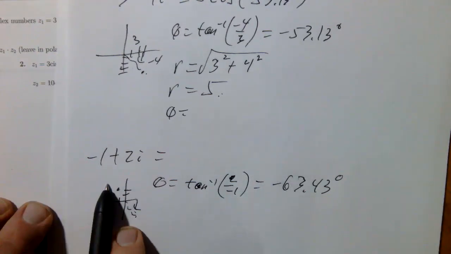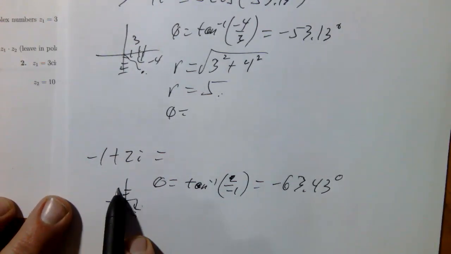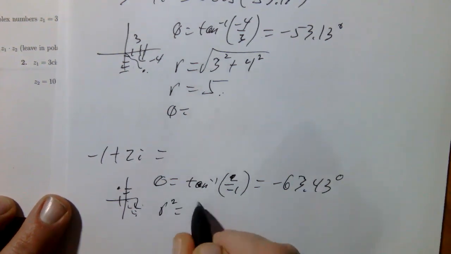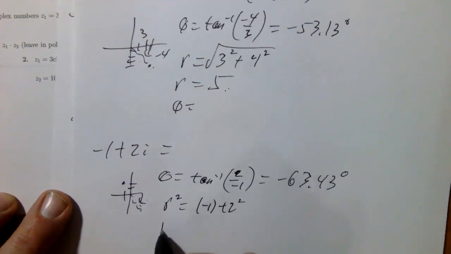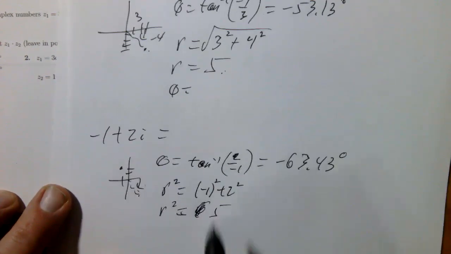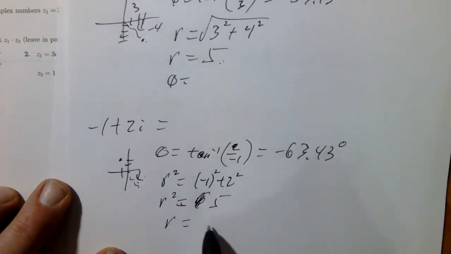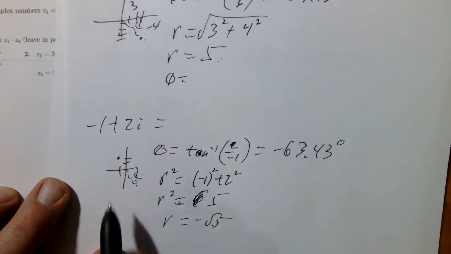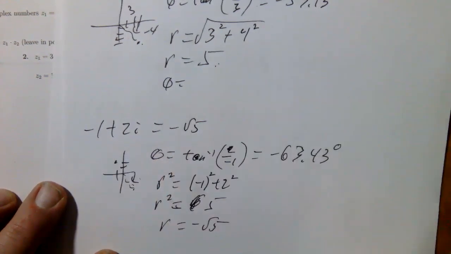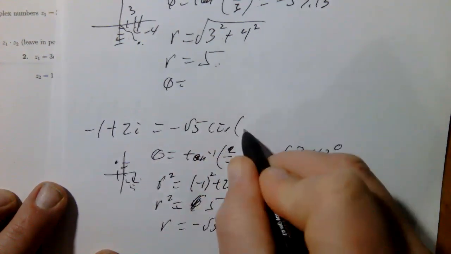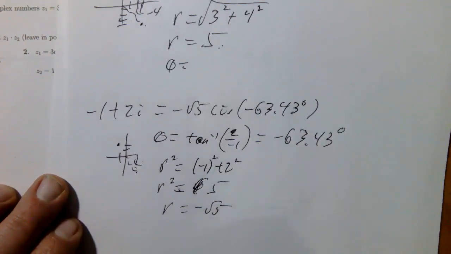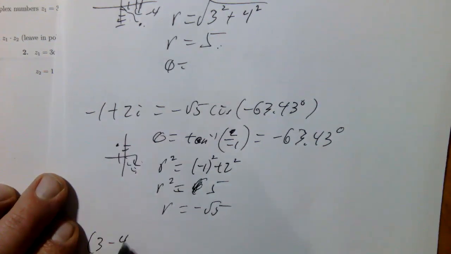You would just have to walk backwards. So you either add 180 to face it, or you could use the negative version of r. So you could think of r squared as negative 1 squared plus 2 squared, so r squared would be 1 plus 4, which is 5. So you could use negative square root of 5 for r. That way, you can leave this angle and just walk backwards. So you can think of this as negative square root of 5 cis negative 63.43 degrees.